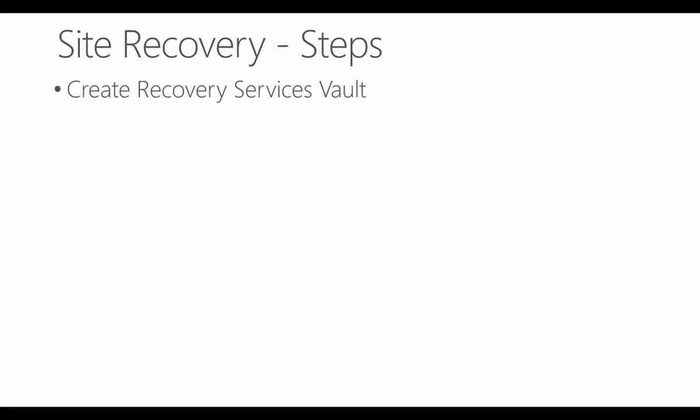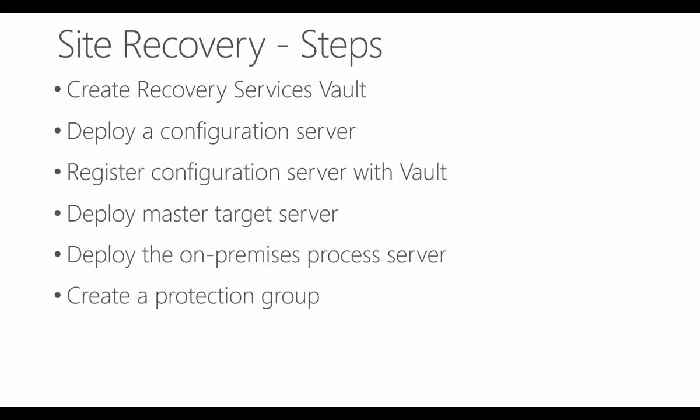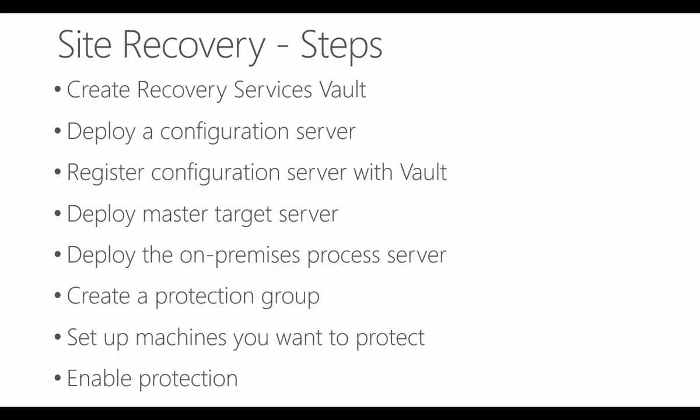Again, we just need to start with creating a recovery vault as usual. We then need to look at going out and setting up a configuration server, registering that with the vault, doing a master target, on-premises process server, and a protection group. Set up the machine you want to protect, and then obviously enable protection. So again, we're not going to cover that in great detail here because the steps are quite involved, but let me just pop out and show you quickly where we get that in the Azure.